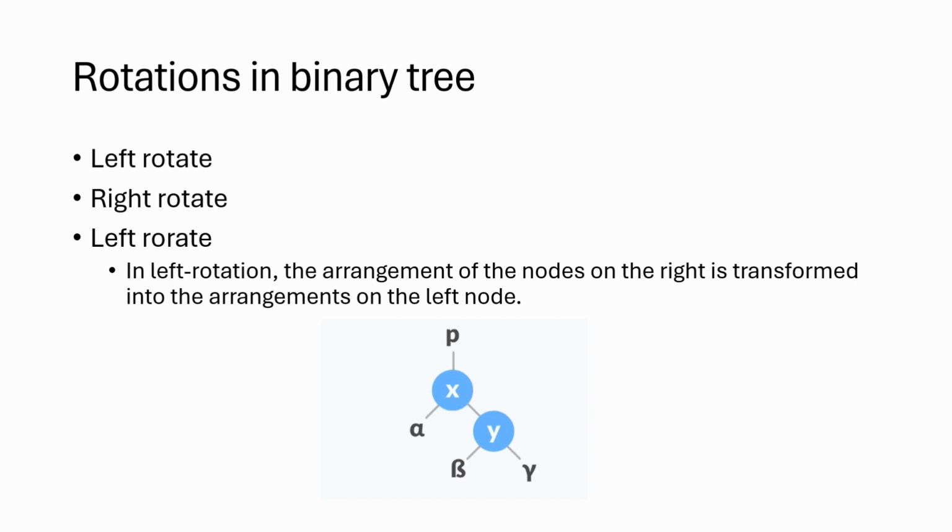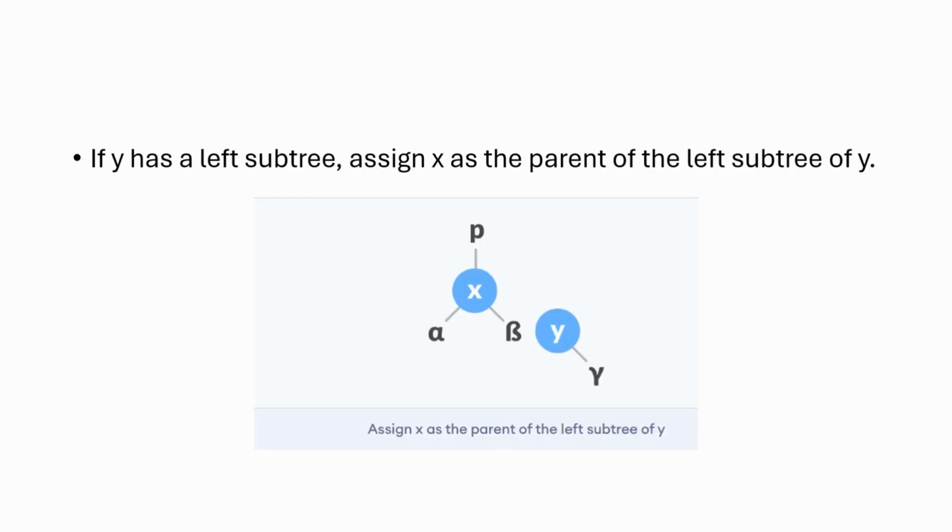In the left rotation, the arrangement of the nodes on the right is transformed into the arrangement of the nodes on the left. Look at this picture right here. So you've got X, which has children A and Y, and Y has children B and C. Okay, so you want to rotate left. If Y has a subtree, assign X as the parent of that subtree.